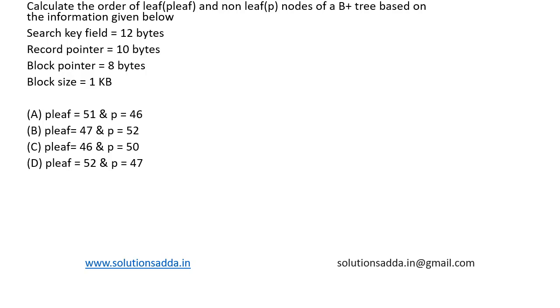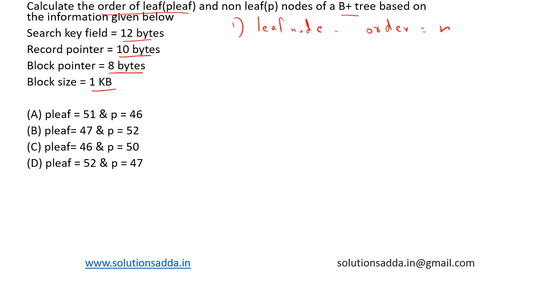This is a question from database. Calculate the order of leaf and non-leaf node of a B plus tree based on the information given below. We have search key field equal to 12 byte, record pointer is 10 byte, block pointer is 8 byte, and block size is 1 kilobyte. So for leaf node, the order will be assumed as n.